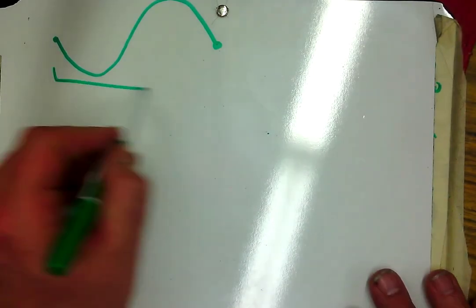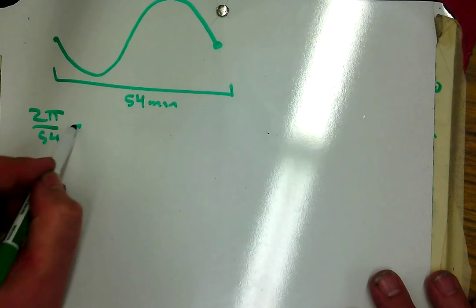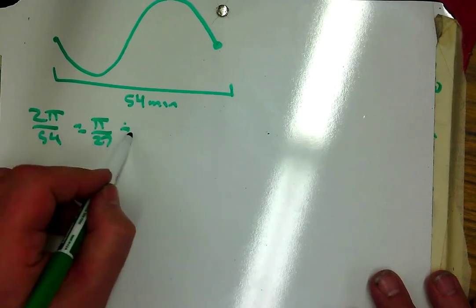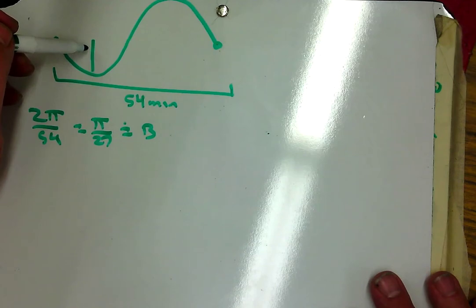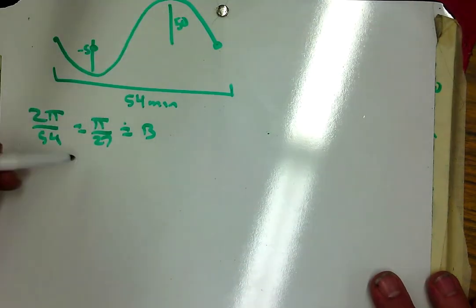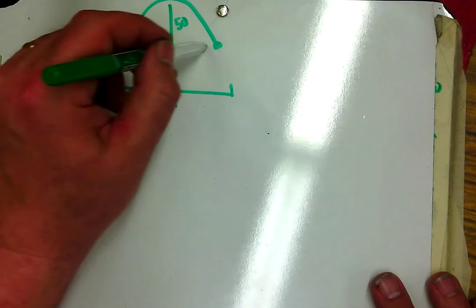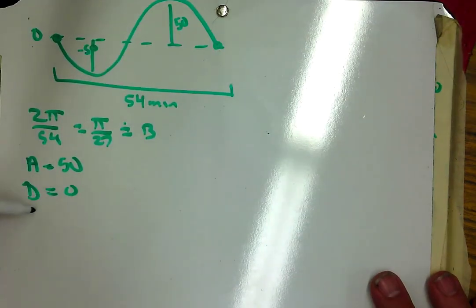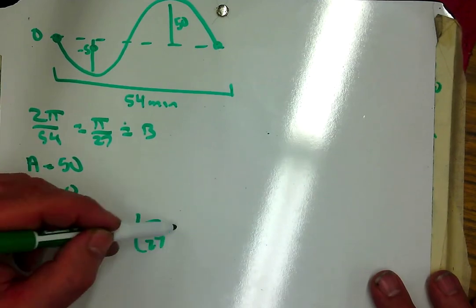The period is 54 minutes, so we know 2 pi over 54, or pi over 27, is our B value. What else? We say we're going down 50. Is it feet or meters? 50 meters. 50 down and 50 up, and so our amplitude is 50. Sine starts at 0 on the midline, and this is starting on the midline of 0. So D equals 0 and C equals 0. And so our model then is going to be y equals negative 50 sine pi over 27x.